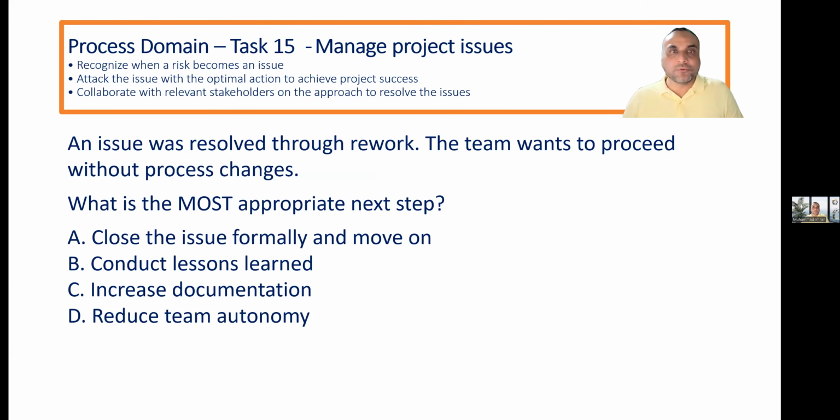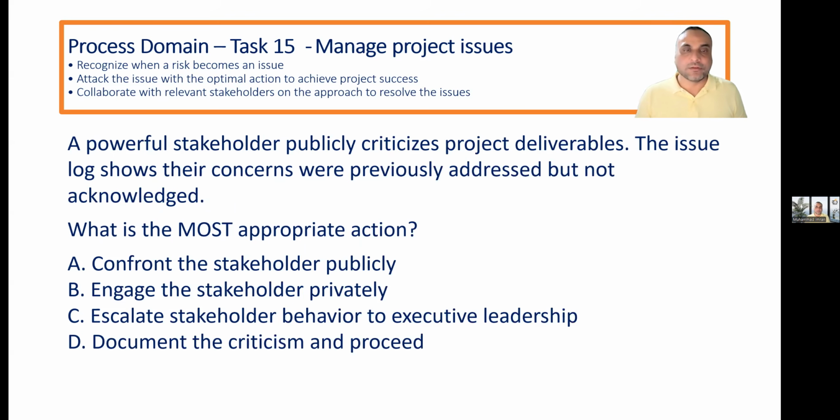An issue was resolved through rework. The team wants to proceed without process changes. What is the most appropriate next step? Close the issue formally and move on. Conduct lessons learned. Increase documentation, reduce team autonomy. Exactly. We have to go through the lessons learned to help ourselves. Very good. Let's go next.